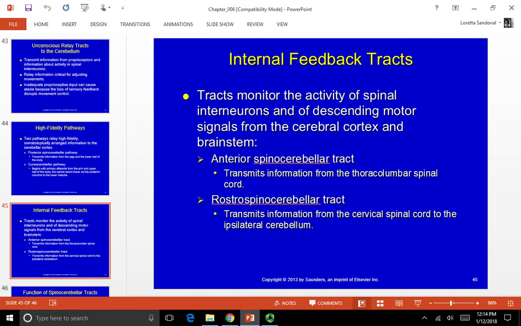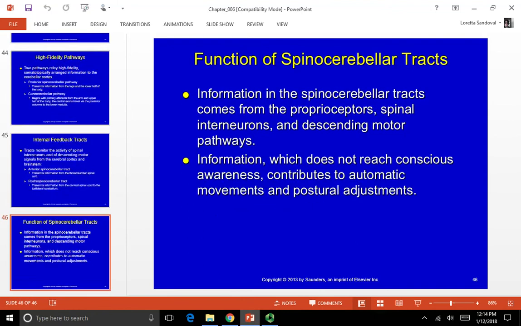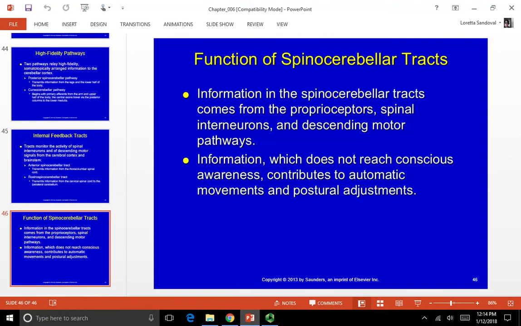The internal feedback tracts are tracking the activity of spinal interneurons and descending motor signals, so it allows the cerebellum to compare intended motor output with actual motor output and then make adjustments as needed. The information in the spinocerebellar tracts comes from proprioceptors, spinal interneurons, and descending motor pathways. The information does not reach conscious awareness, but it contributes to automatic movement adjustments and postural adjustments. So this stuff is all going on below our level of consciousness.